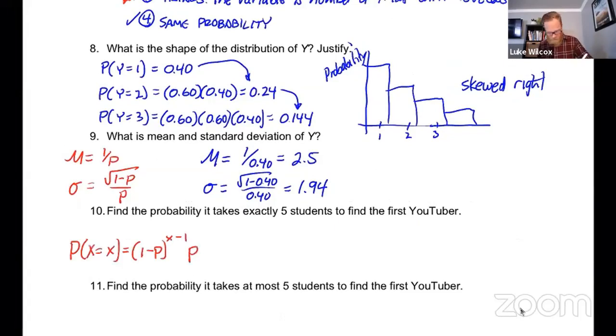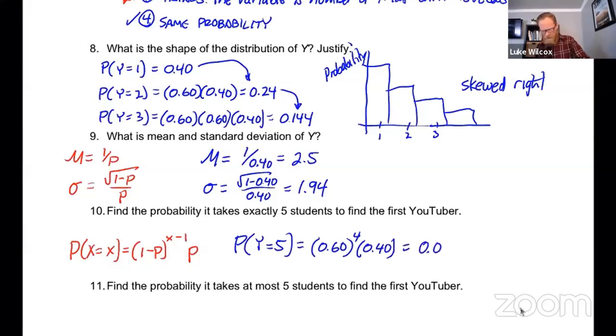So for this particular problem, we can very easily find the probability that it takes exactly 5 students to find our first YouTuber. So that means that the first 4 students were failures. So I take the probability of failure raised to the 4th. And then the final student number 5 was a success, so we multiply by P at the end there. And this is going to give me 0.052.